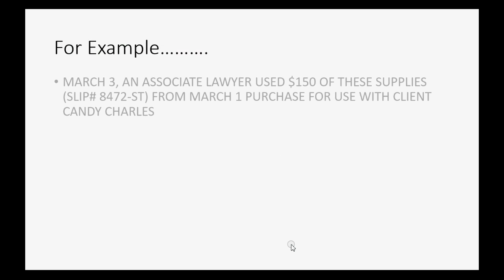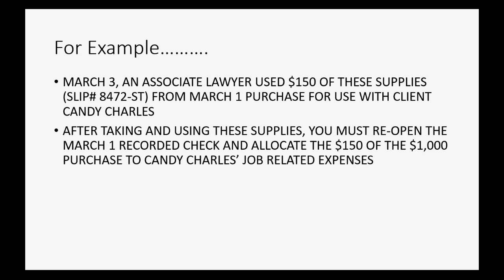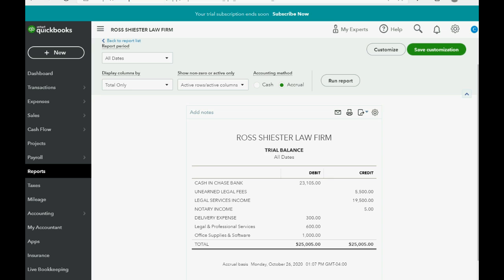Now, here's where it gets interesting. On March 3rd, an associate lawyer used $150 of these supplies, the supplies that we purchased on March 1 with that slip number, and they used it for Candy Charles. On the day that we physically use it, we edit the original transaction. We must reopen the March 1 recorded expense and allocate $150 of the $1,000 to Candy Charles's related job expense. Then we will look at the profit and loss by client, and you'll see only $150 of supplies expense will be listed under Candy. Watch how to do it.